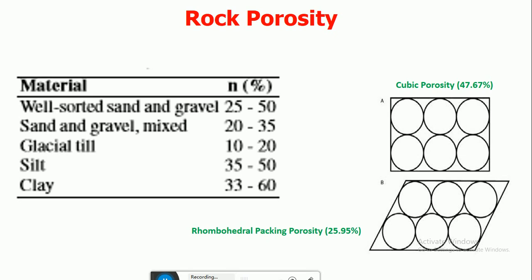Now here the two crystal arrangements are shown. First the rhombohedral packing and second the cubic packing. The cubic packing has the largest porosity in any rock because it contains 47.67%, and rhombohedral packing has the least porosity of any rock system, 25.95%. So in terms of porosity, the best arrangement of grains for achieving a good porosity is cubic packing.